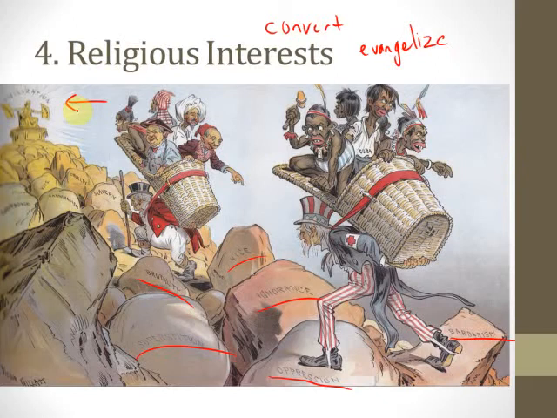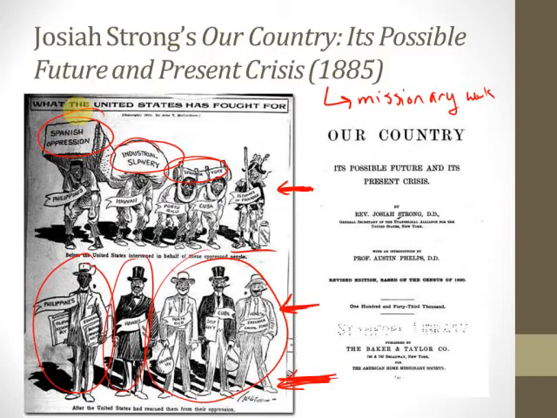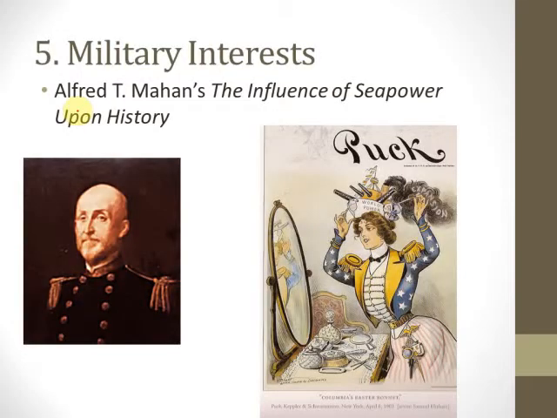Last argument, military interests. Pretty much the basic argument being made here was made by Admiral Alfred T. Mahan. He was an admiral in the U.S. Navy. Alfred T. Mahan wrote a book called The Influence of Sea Power Upon History. And what do you think his argument is? Why do we need to expand our empire?